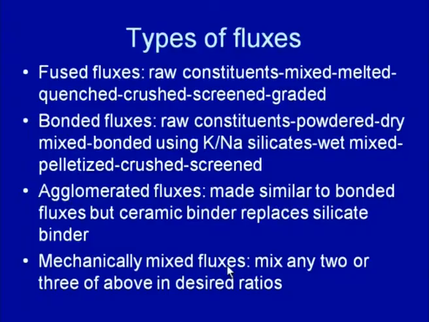And the mechanically mixed fluxes, in this a mixture of two or more of the above three types of fluxes is obtained in the desired ratios, so that the desired combination of the mechanical properties and the characteristics in the fluxes can be obtained. So, basically in mechanically mixed fluxes, a mixture is obtained using two or three of the above types of fluxes, namely the agglomerated, bonded or the fused fluxes, in different ratios, so that the desired combination of properties can be obtained in the weld metal.